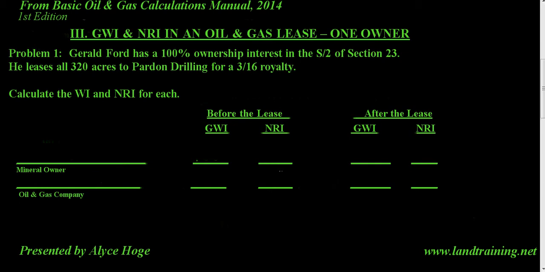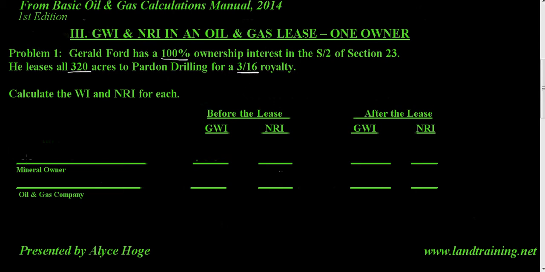It says that Gerald Ford has a 100% ownership. Now in a minute we're going to talk about different ways to own, if you own jointly or if you own by yourself. Those are called divided and undivided interest. So for right now, all you need to know is he has a 100% ownership interest in the south half of Section 23. And he leases all 320 acres to Pardon Drilling for a 3/16 royalty.